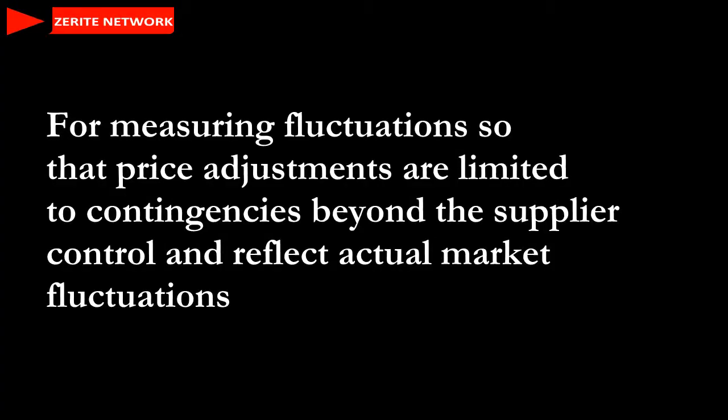So the contract will therefore show target cost, target profit, a price ceiling, and a profit adjustment formula. The third type of contract that falls under the fixed pricing arrangement is fixed price with adjustment. This type of contract establishes a basis for measuring fluctuations so that the price adjustments are limited to contingencies beyond the supplier's control and reflect actual market fluctuations.